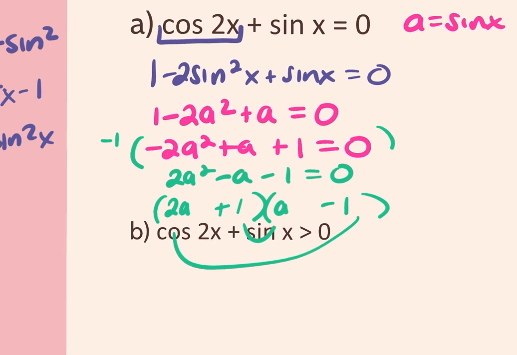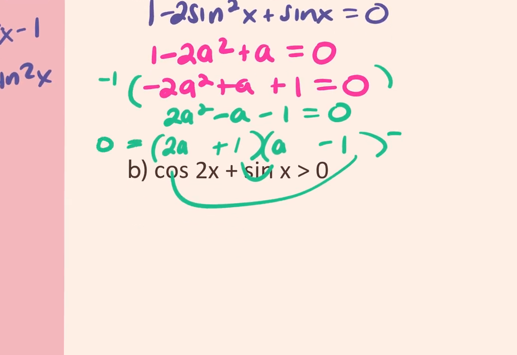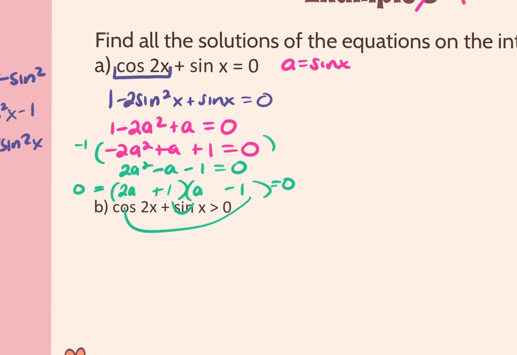Yeah. All right, so now I'm going to split this and set it equal to 0. And I would get a equals -1/2 and a equals 1. But it's not a, it's really what? Sine. So sine of x equals -1/2 and sine of x equals 1.